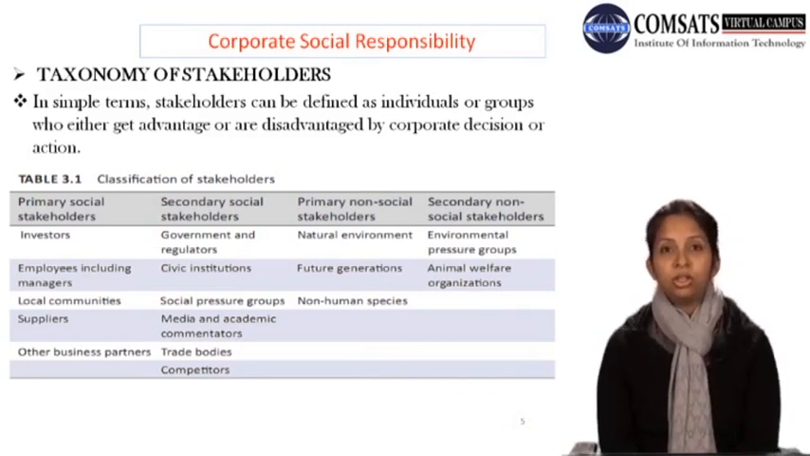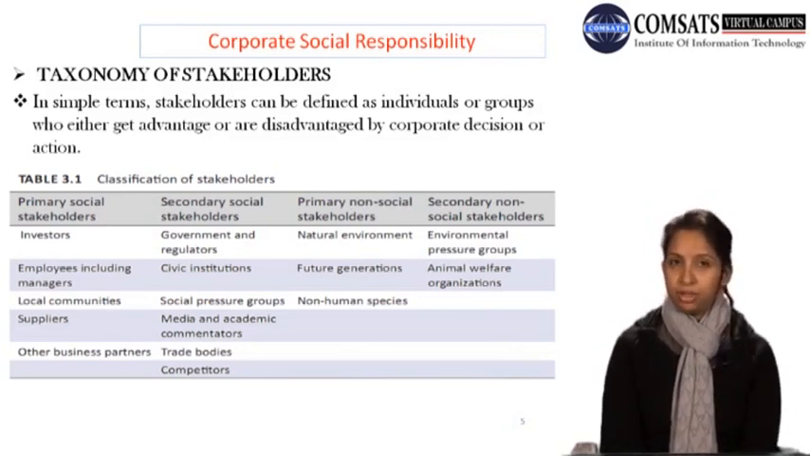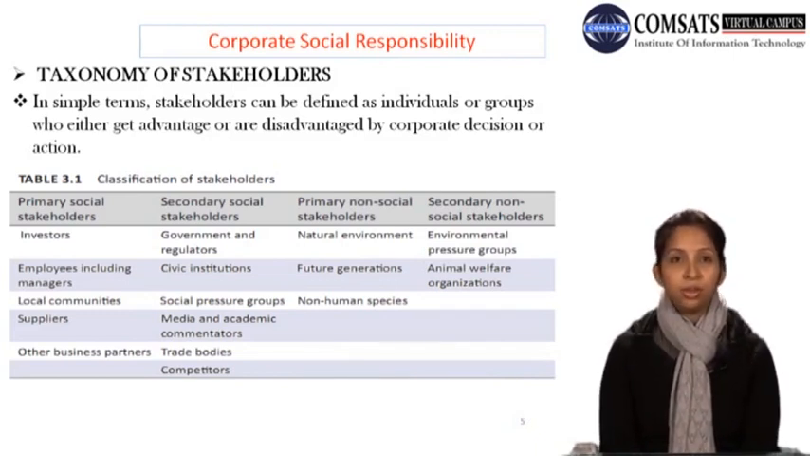Suppliers, people who supply raw material to the organization, are your primary stakeholders, and so are your other business partners, organizations with which you have a joint venture or are collaborating, or maybe sharing technology or ideas. They're also your primary social stakeholders. Then you have your secondary social stakeholders: government and regulators, people who make laws and regulations, civic institutions, social pressure groups, media and academic commentators, trade bodies and competitors. These are all examples of your secondary social stakeholders.